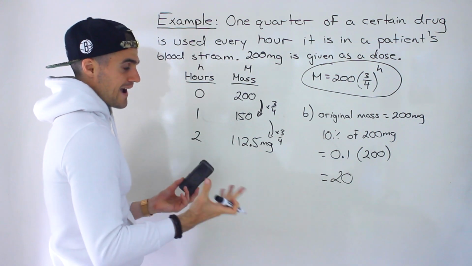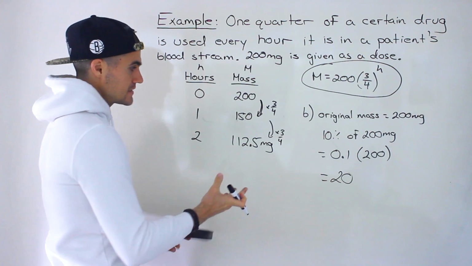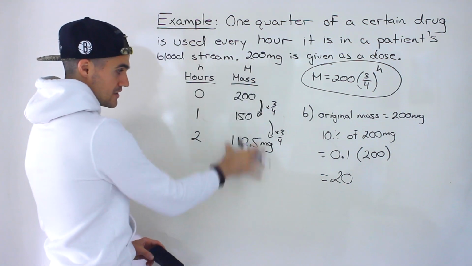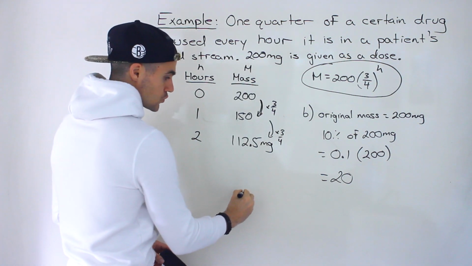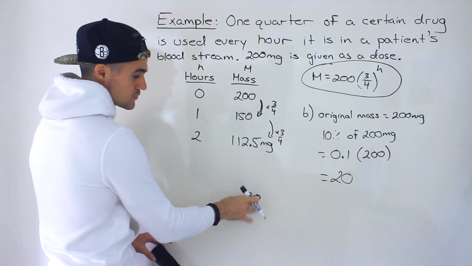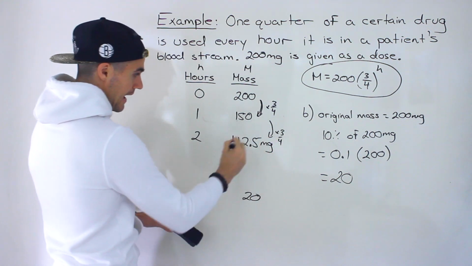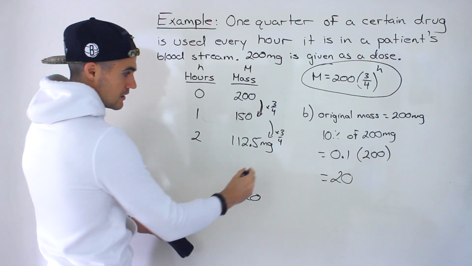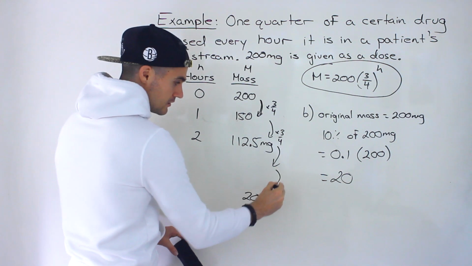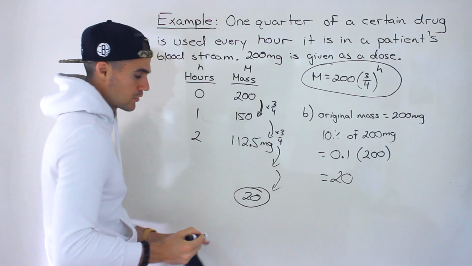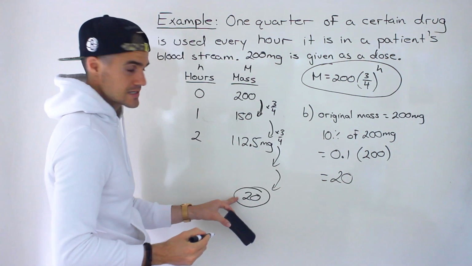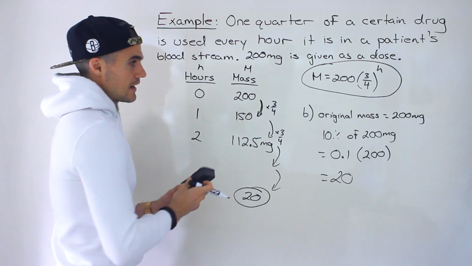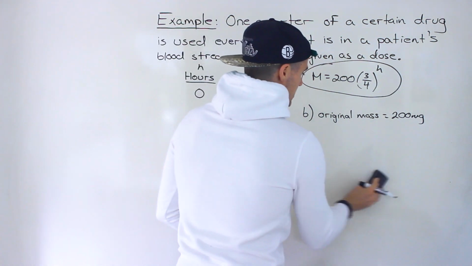And so what they're asking for is how long is it going to take this column to get to 20, or even less than 20. So how many hours is it going to take if we continue this pattern until we get to a number that is less than 20?